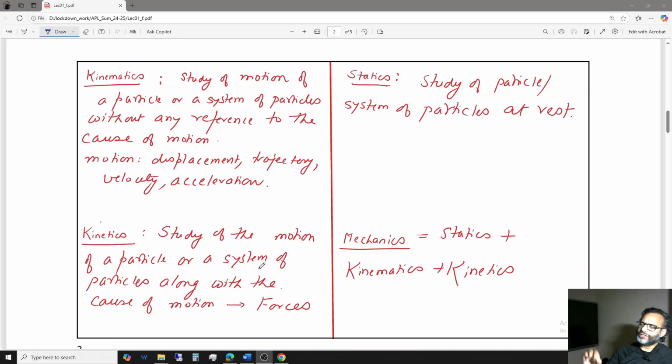Finally, there is a field of study in our context which is called statics. Statics is the study of a particle or a system of particles at rest. Now you may wonder, if the particle or a system of particles is already at rest, what do we study? It is at rest. Why do we worry? Now, it does happen many times that a particle or a system of particles is at rest even when a set of forces is acting on that.